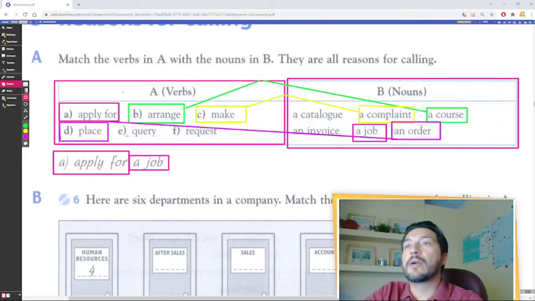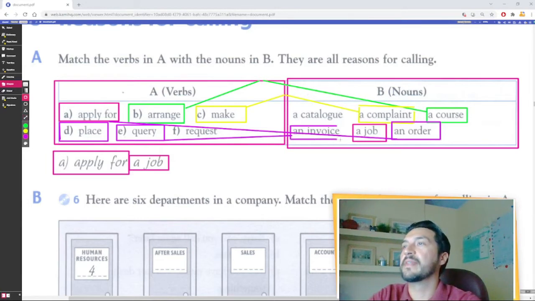Next, we have letter E, issue. An invoice. Excellent. And letter F, request. Request a catalog.